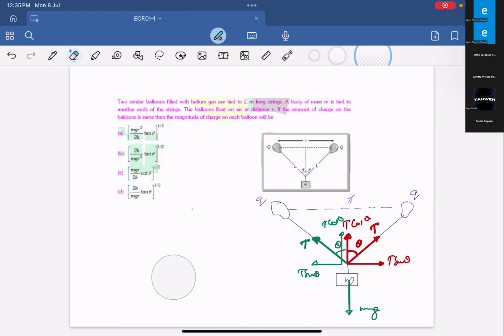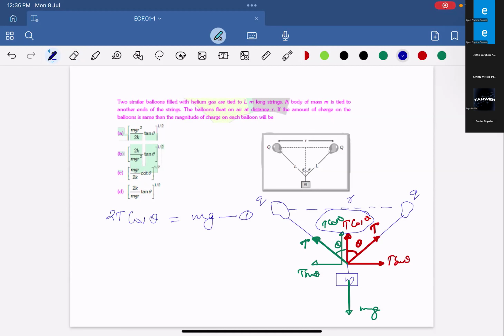Now let us put the condition for balance. Tell me, the total upward force is what? There are two T cos thetas. So T cos theta plus T cos theta, that's going to be 2T cos theta. That is balancing the downward force, which is weight, mg. Equation number 1.